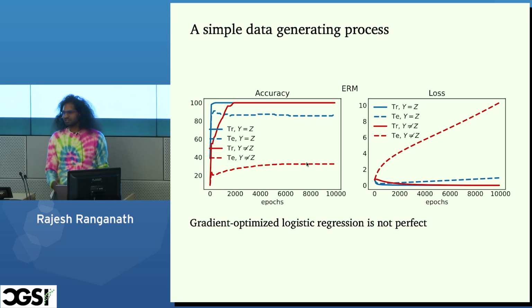This feels a little bit funny, right? Because I have more data points than features, and one of the features is the label. Yet when I did gradient optimized logistic regression, I ended up with a predictor that's doing something very different, even though I have a feature that's exactly equal to the label.